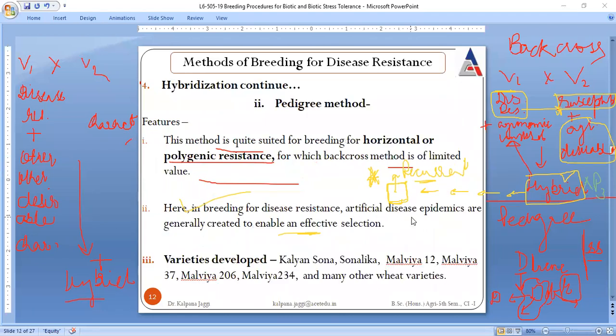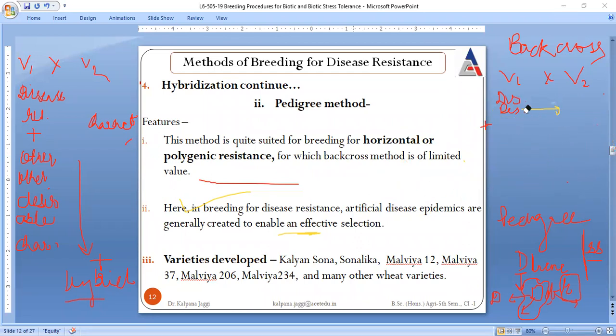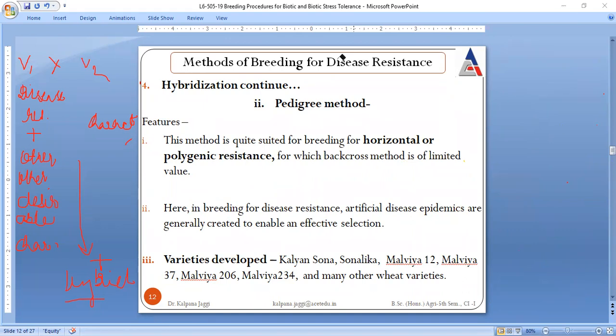This is about the backcross method. Now we are going to talk about another method, that is the pedigree method. So here there is no need to discuss the backcross method now. We are only going to discuss the pedigree method. So, pedigree method. The concept behind pedigree I have already told to everyone.